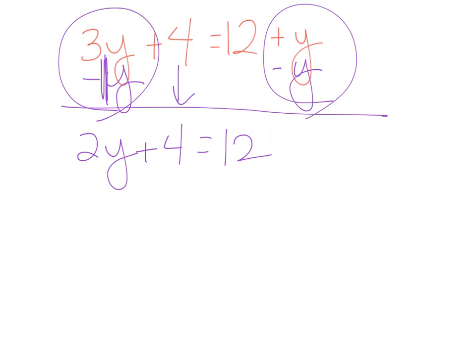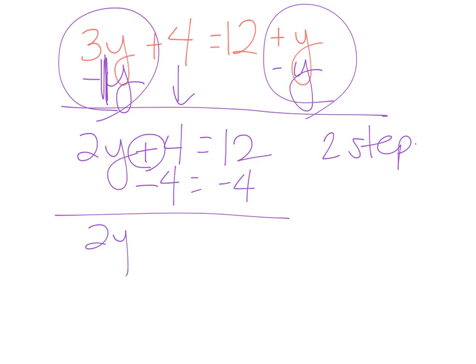Now it becomes a two-step equation right here. We're going to add 4 to both. Oh, not add 4. Not good. We're going to subtract 4 from both sides, because we have to do the opposite of adding. We get 2y equals 8. Then we have to do the opposite of multiplying, which is dividing by 2. And we get y equals 4.